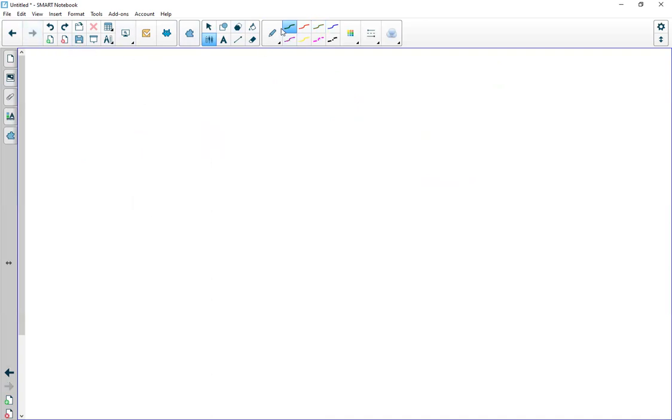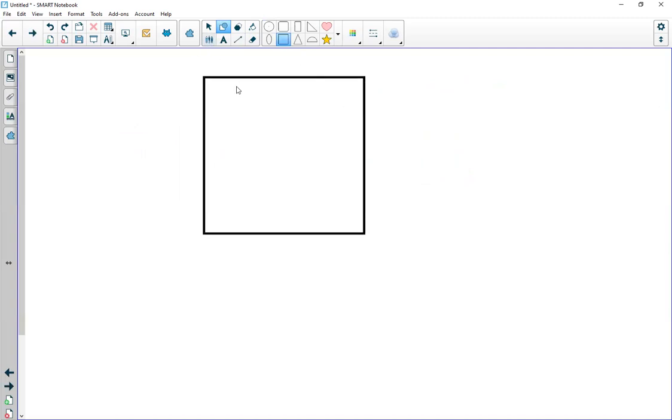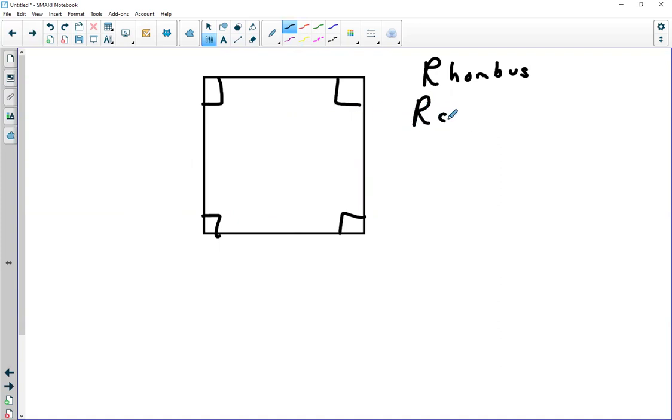Okay. So we talked about all the shapes. Now you're going to have to be able to identify a shape. These are the rules for identifying a shape. If you see all the sides are equal, that is a rhombus. If you see all the angles are equal, or 90 degrees, that's a rectangle. If you see both at the same time, that's a square.